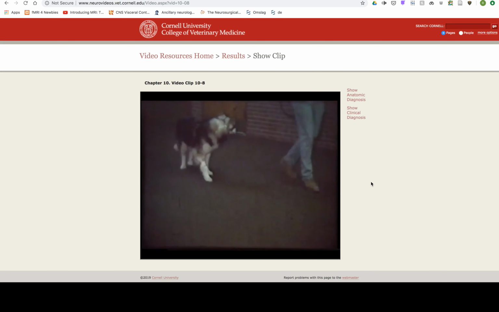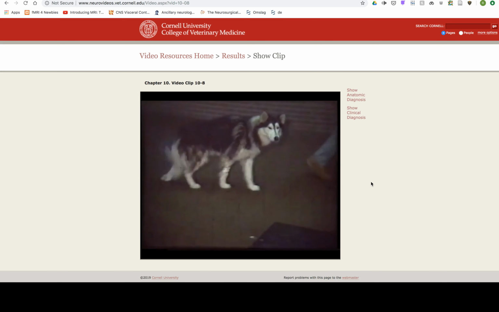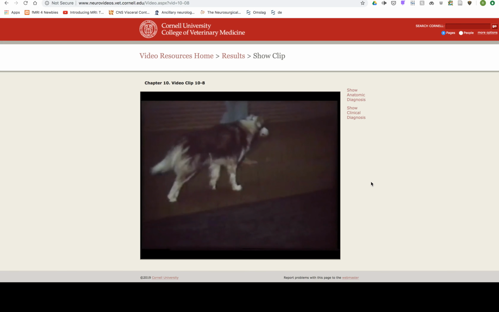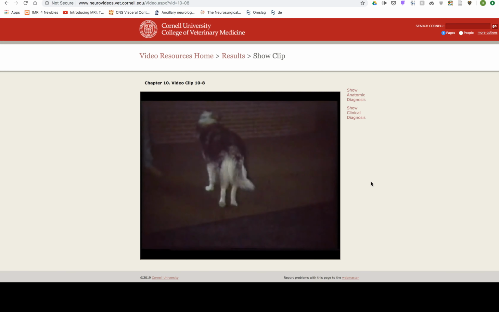Examination. Video 10-8 shows the spastic monoplegia limited to the left pelvic limb. The right pelvic limb gait was mildly paretic and ataxic, and the limb showed some difficulty with the hopping response. Anatomic diagnosis: a focal lesion on the left side, between the T3 and L3 spinal cord segments.